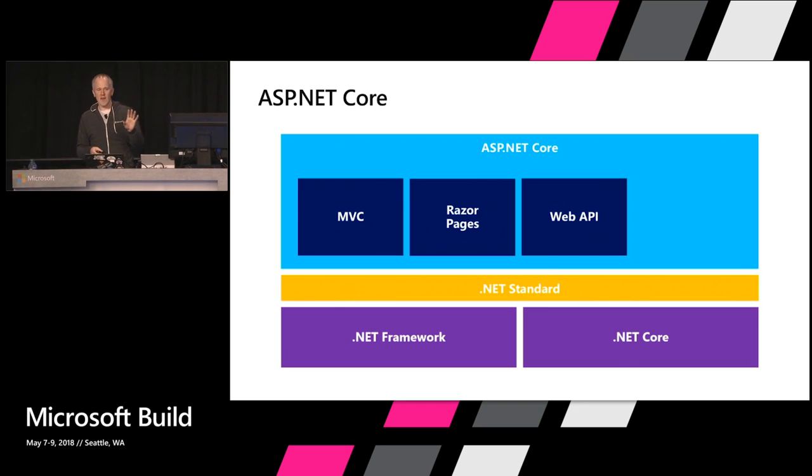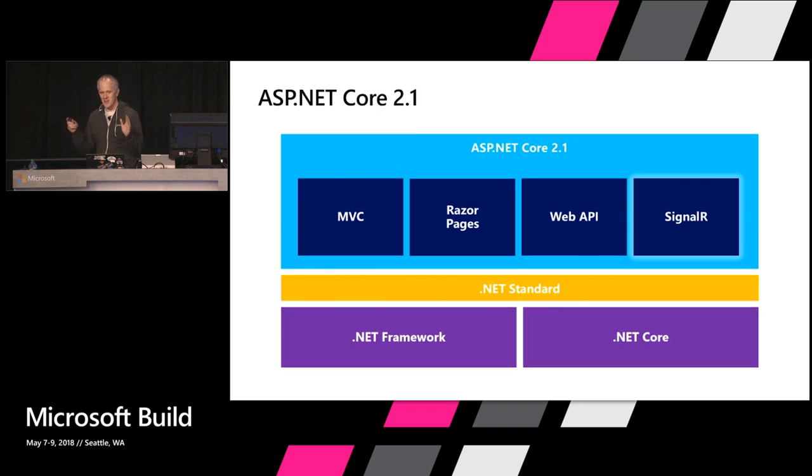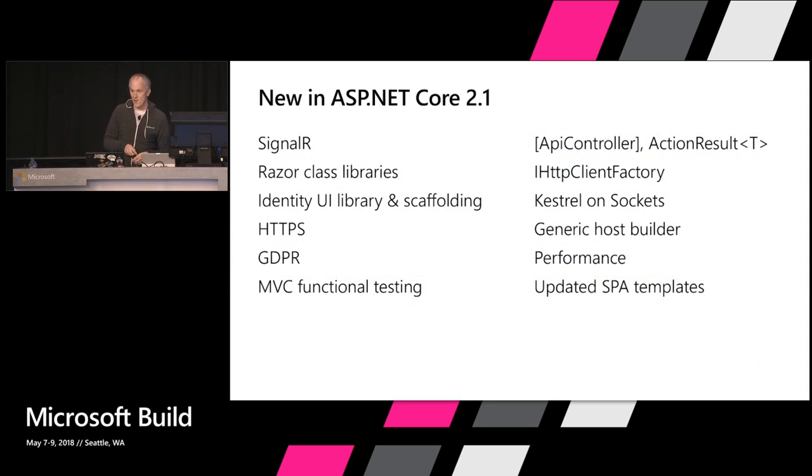For the last release, we've had a bit of a gap, a hole. We didn't really have a solution yet for doing real-time web. But in ASP.NET Core 2.1, we've filled that gap. SignalR is now shipping with 2.1, and with the release candidate yesterday, you can try it out. Now, of course, there's a whole bunch of other new stuff in this release, not just SignalR.